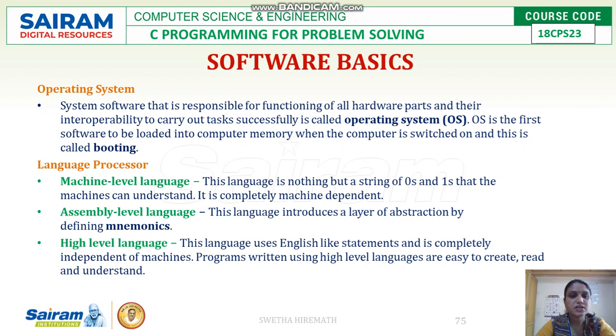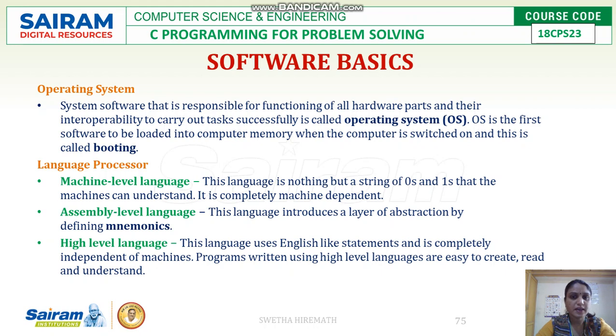Assembly level language is a layer of abstraction defined by mnemonics, like the common basic language which we use to communicate. We will be using some set of mnemonics there. Mnemonics are nothing but words which represent what task is being done or what instruction has to be done by the system.